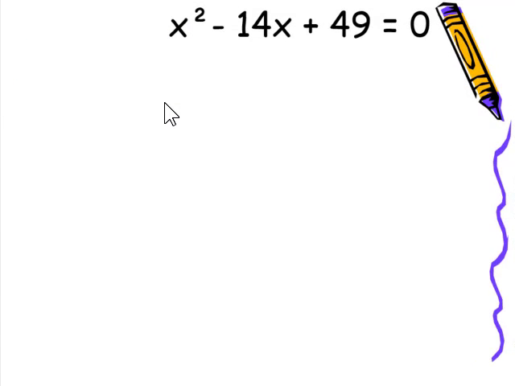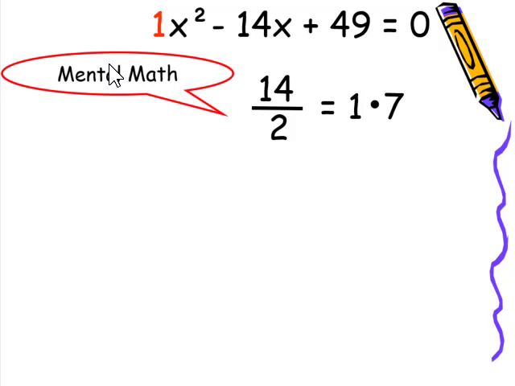So let's take a look at this one again. Remember, the leading coefficient here is a 1, and we're going to take half of the middle term, and then we're going to take the square root of 1, which is 1, and multiply by the square root of 49, which is 7. Notice that 14 divided by 2 is 7, and 1 times 7 is 7. Therefore, I know it's a perfect square trinomial. So therefore, I can factor it into x minus 7 squared is equal to 0.